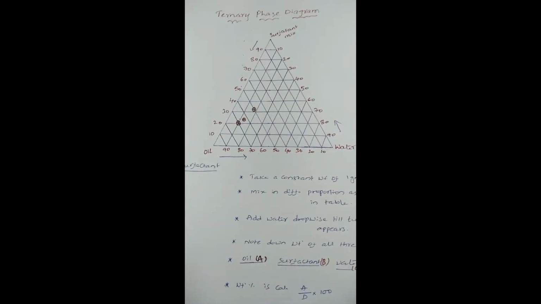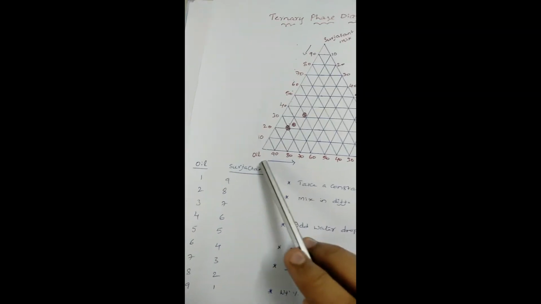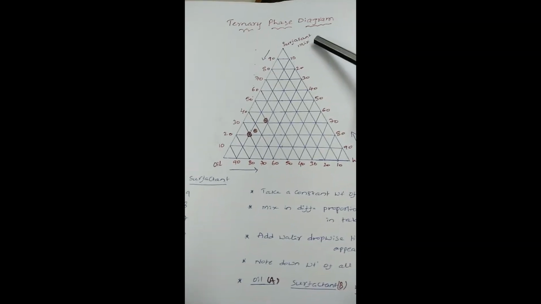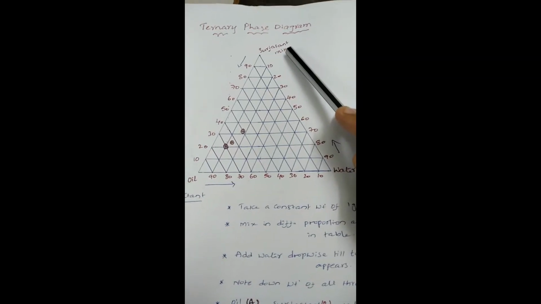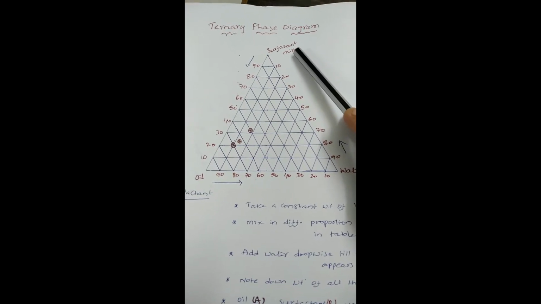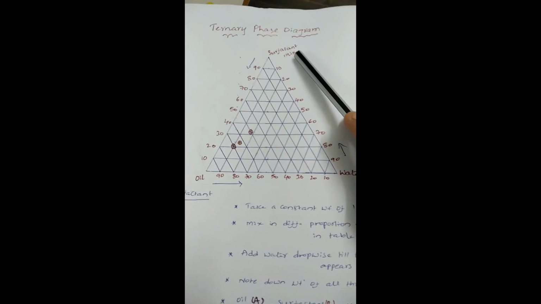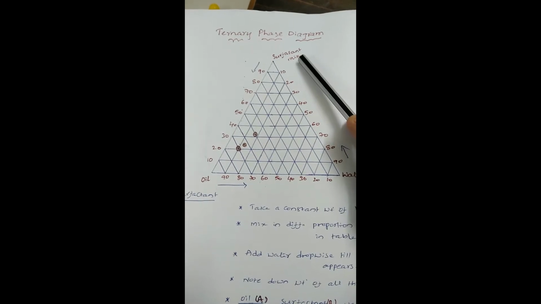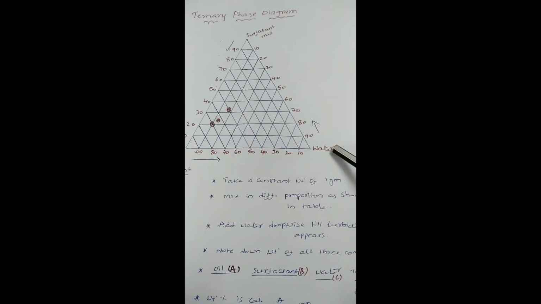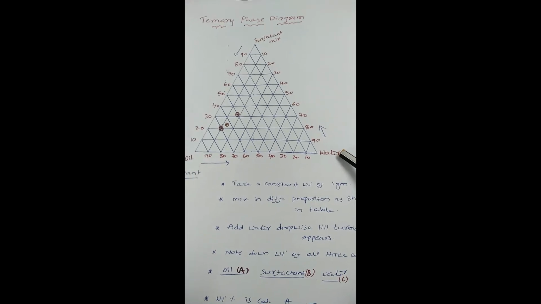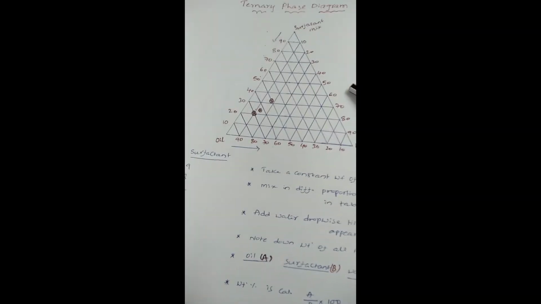You can see this is called a ternary phase diagram, a blank system where each corner represents one of the components. Here I have taken oil, surfactant, which can be a single surfactant or a mixture of surfactant and co-surfactant or surfactant plus co-solvent, and one more corner is water. How to read this ternary phase diagram we'll see later. First we'll see how to plot it.